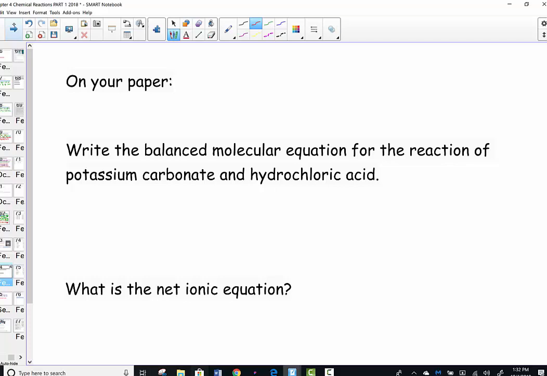Let's find potassium carbonate and react it with hydrochloric acid. Notice the word carbonate. When you see carbonate, suspect bubbling. Alrighty. Potassium carbonate with hydrochloric acid. Complete the molecular and turn it into a net ionic equation.